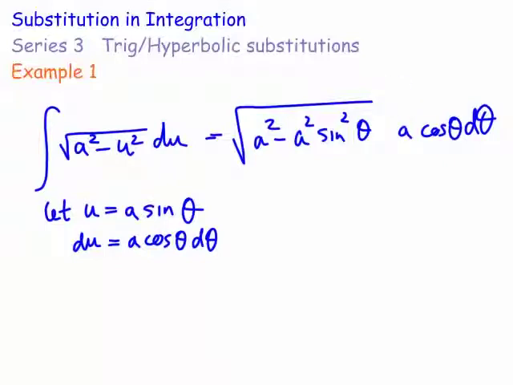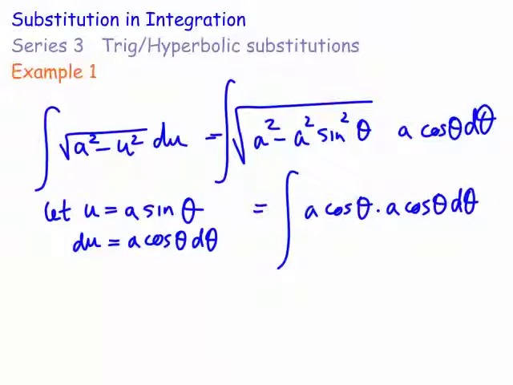Obviously we can simplify the integrand quite nicely. Take an a out: 1 minus sine squared is cos squared. So this becomes a cos theta by another a cos theta d theta. You can see what's happened: we've simplified that square root nicely. Now we end up getting a squared, which we could take out, and cos squared theta d theta.